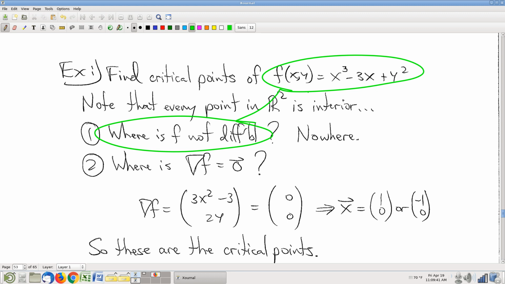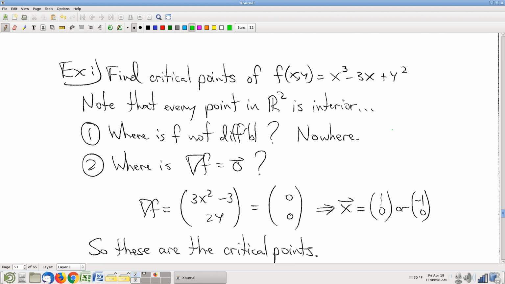I can't eliminate that as a possible maximum. Who knows? I'll have to figure something else out to analyze what's going on with that. But if I can find any points where the function fails to be differentiable, good news. This is a polynomial. Polynomials are differentiable everywhere. There is no failure of differentiability. So we don't get any critical points there.